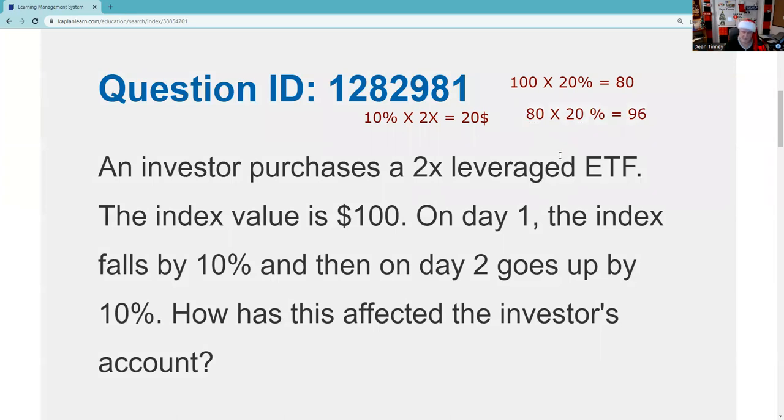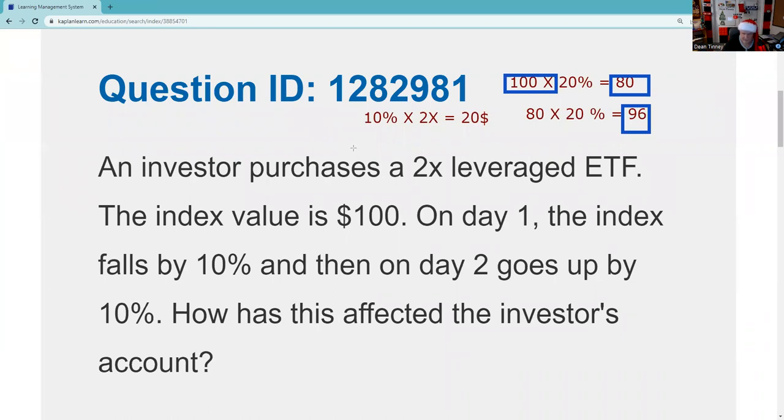How does this affect it, right? Because remember when I did this, the index was 100. And now let me just get out my annotation tool. Boom, right? It was 100, and then it went to 80 and then bumped back up. But from 100 to 96 is a 4% loss. Now be careful. They didn't ask you about what happened to the index. Hopefully you're not getting bogged down here. The index value was 100, down 10 is 90, up 10%, 10% of 90 is 99. But that has nothing to do with answering this question.